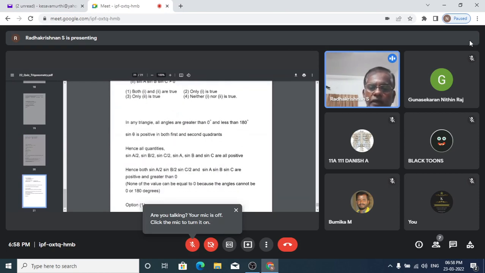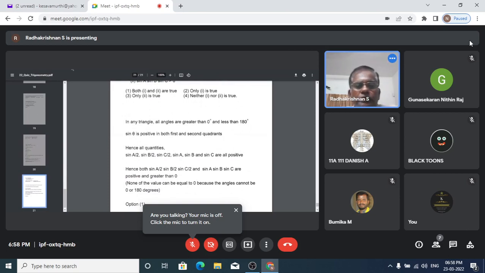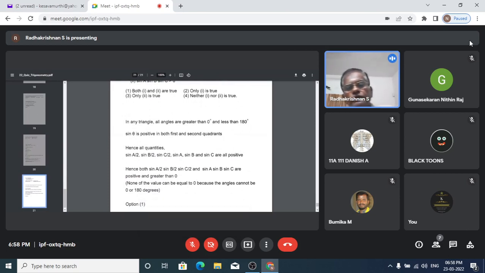See, in any triangle, all angles are greater than 0 and less than 180. If we take individual angles, none of them can be 0. It has to be greater than 0 and less than 180. So we know that sin theta is positive in both the first and second quadrants. So all the angles are going to be in the range 0 to 180. You take any angle, it will be in the range 0 to 180.